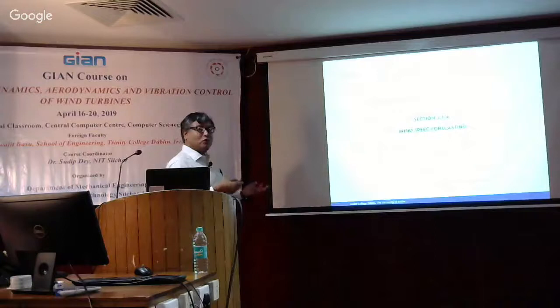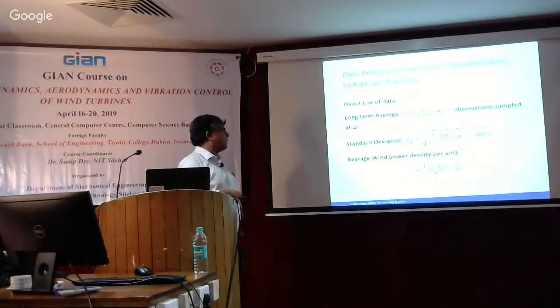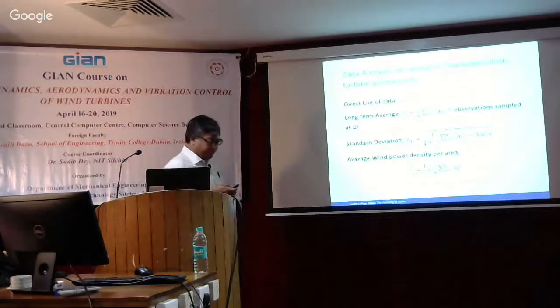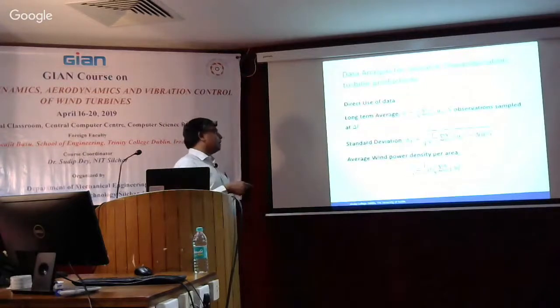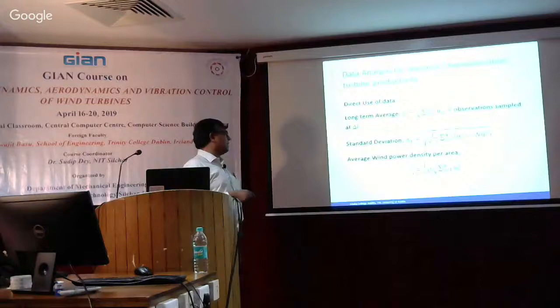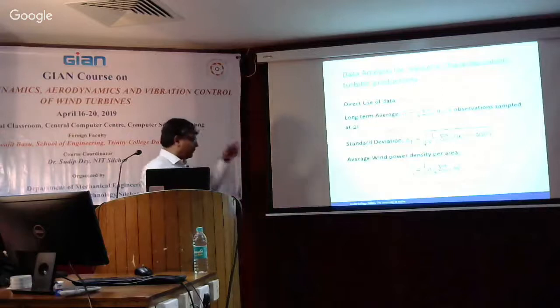So now, how to forecast the wind speed? Basically, this is what I've just mentioned to you. You take the data by using direct views of the data. We take a long-term average based on n sample observations. If you have data for 1 year, you take the average for 1 hour, so you have 8760 samples. Then you have those 8760 means, and you can take an average of that. You take a standard deviation. And from there, you can get the average wind power density based on this expression, which we have discussed obviously.